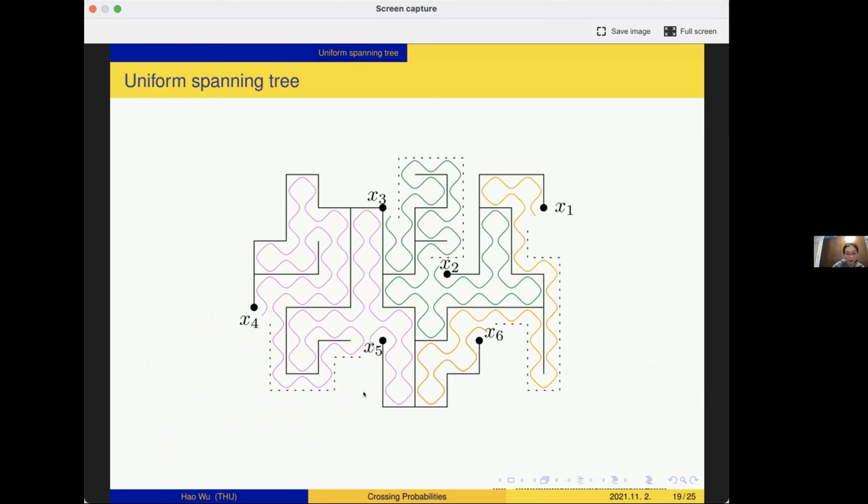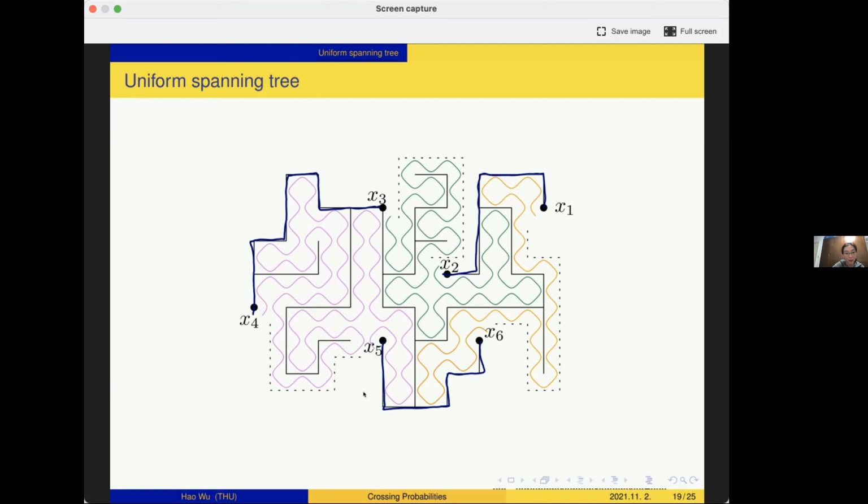So here I draw an example with 6 marked points on the polygon. I have x1, x2, x3, x4, x5, and x6. For the boundary arcs between x1 and x2, x3 and x4, and x5 and x6, I require them to belong to the tree, and for the rest of the edges, I don't require anything. So this is a uniform spanning tree in a polygon with 6 marked points.